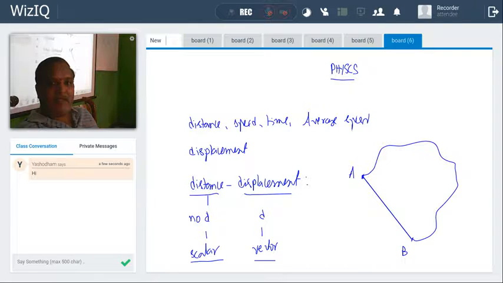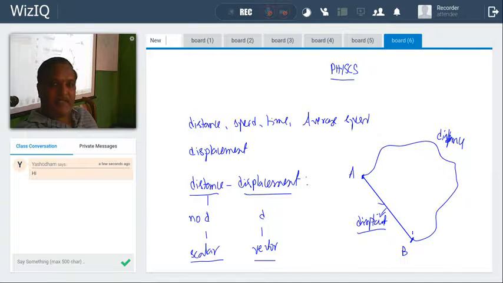So initially the body is at A. After some time, what happened? It traveled in this direction, in this path, and came to the final position. So finally, the object is at B. Whatever we travel along the path we call distance, and this straight one we call displacement.